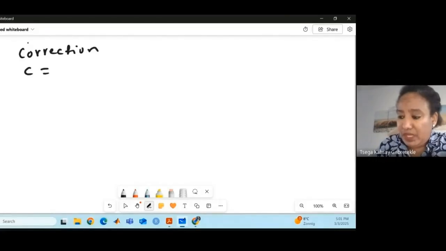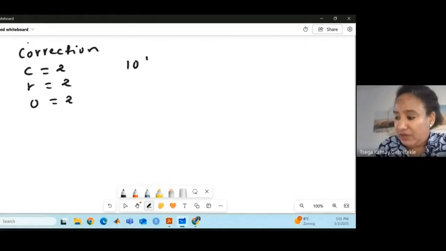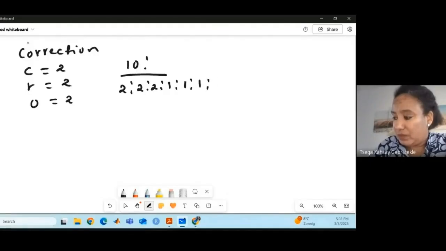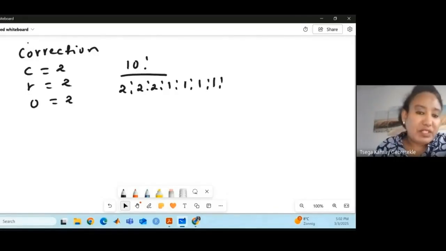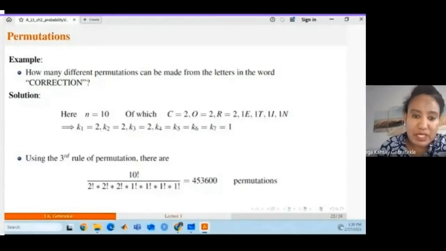So C appears twice, R 2 times, and O 2 times. The rest are 1 time each. The total number of letters is 10, so we have 10 factorial divided by 2 factorial, 2 factorial, 2 factorial times 1 factorial, 1 factorial, 1 factorial, 1 factorial. But 1 factorial is 1, so we can leave those out. Then this is the expression.